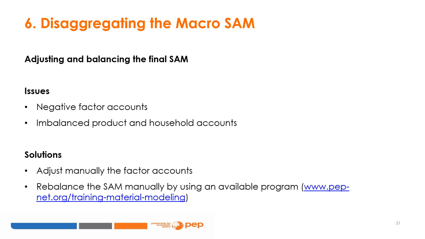The commodities and institutional accounts are balanced either manually or using an available program. In general, the manual approach is used when the discrepancies are relatively large, while the balancing programs perform better with small discrepancies.